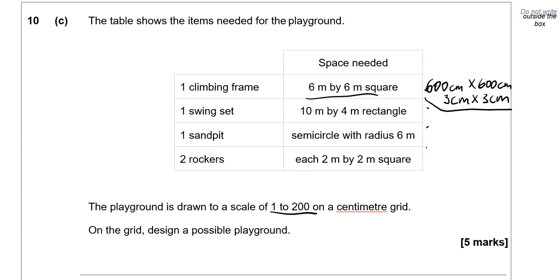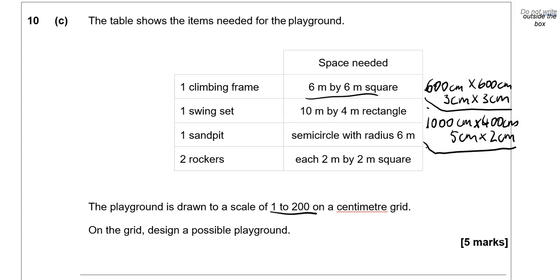Now we've got 10 meters by 4 meters. So multiply by 100 to get the centimeters. So 1000 centimeters by 400 centimeters. Again, we need to divide them by 200. So 1000 divided by 200 gives us 5 centimeters. 400 divided by 200 gives us 2 centimeters. So on the grid, the swing set will have these dimensions.